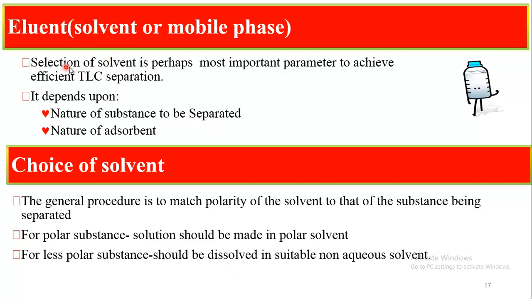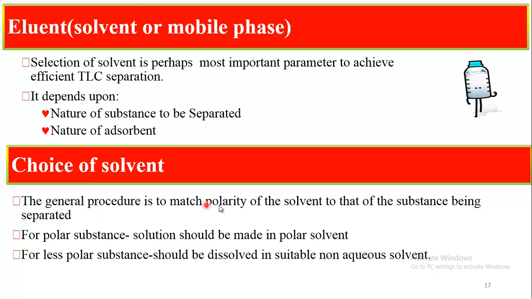TLC plate. Selection of solvent is the most important parameter for efficient TLC plate separation, and basically depends upon which kind of substance we want to separate and what type of adsorbent is on the TLC plate. So by looking at the substance nature and the nature of the adsorbent, we will select a suitable mobile phase which we will use for elution.